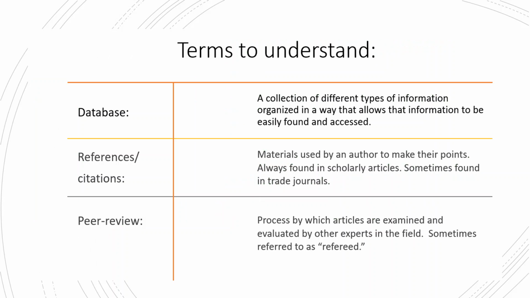Right. And we also have to think about the terms we're using. So database, in general, is a collection of different types of information that's organized in a way that makes it easy to access. In library land, a database is a collection of usually journals, and in EBSCO's case, it can include books. And they can be for certain disciplines.